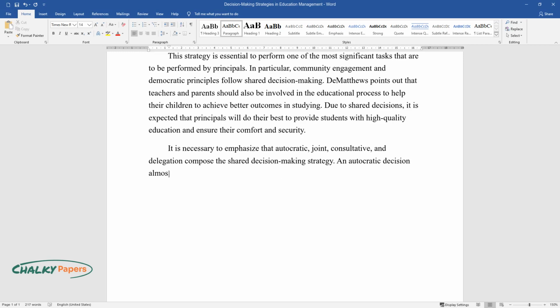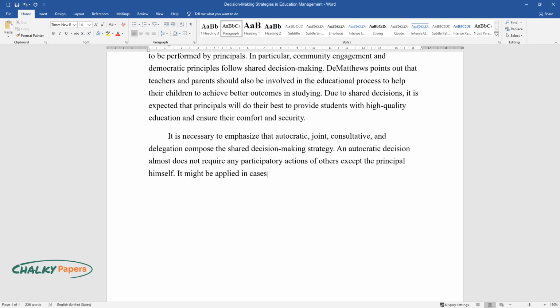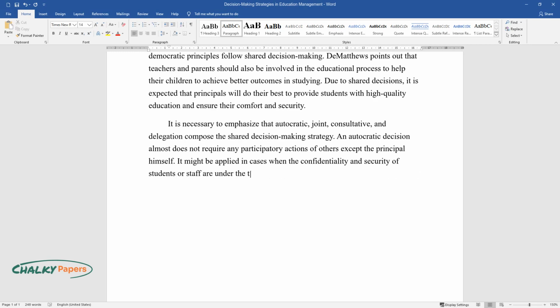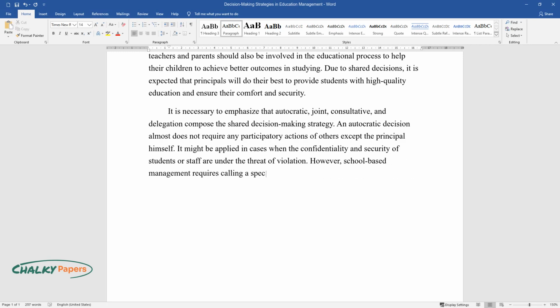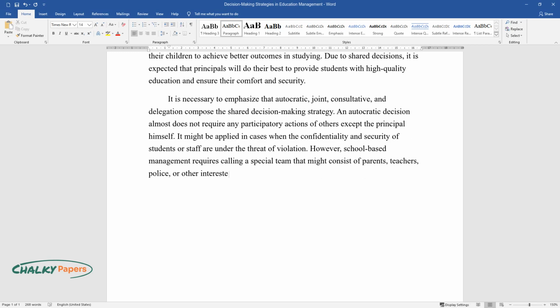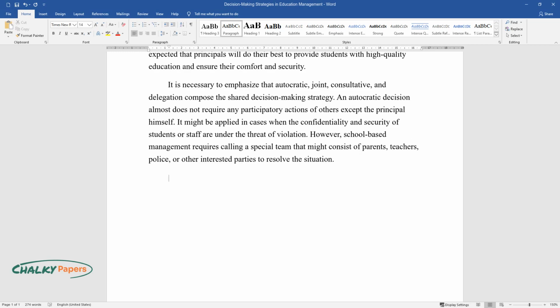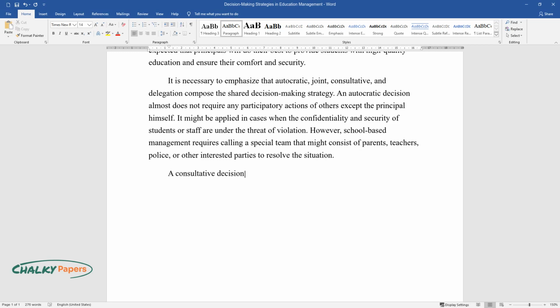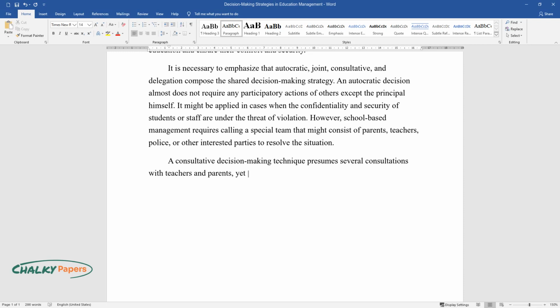An autocratic decision almost does not require any participatory actions of others except the principal himself. It might be applied in cases when the confidentiality and security of students or staff are under the threat of violation. However, school-based management requires calling a special team that might consist of parents, teachers, police, or other interested parties to resolve the situation. A consultative decision-making technique presumes several consultations with teachers and parents, yet principals should make a final decision on their own.